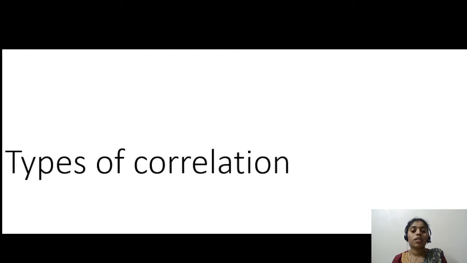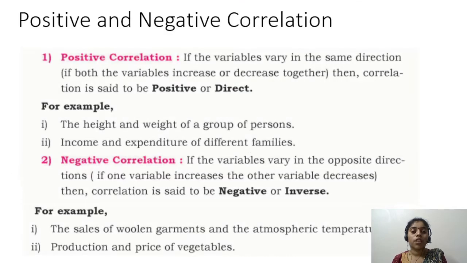These are the uses. Next is the types of correlation. We have different types of correlation. First one is positive and negative correlation. What is positive and negative correlation? If the variables vary in the same direction, that means both variables increase or decrease together, then the correlation is said to be positive, or another name is direct. For example, height and weight of a group of persons.